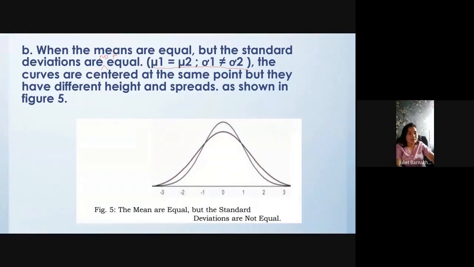They are in the same way, they have the same mean. So that's why they are both at the center. But then, dahil magkaiba ang kanilang standard deviation, magkaiba ang kanilang shape. That's the condition number 2.